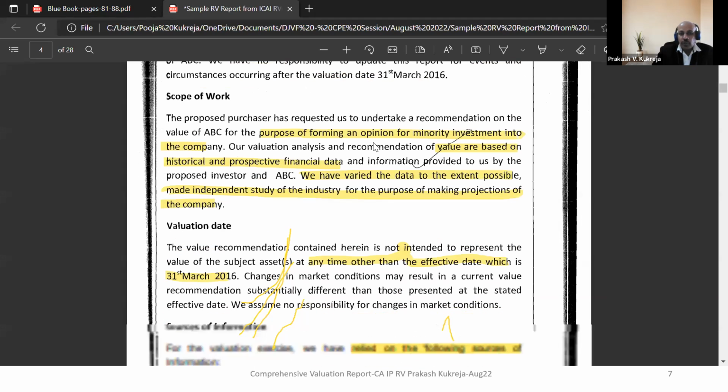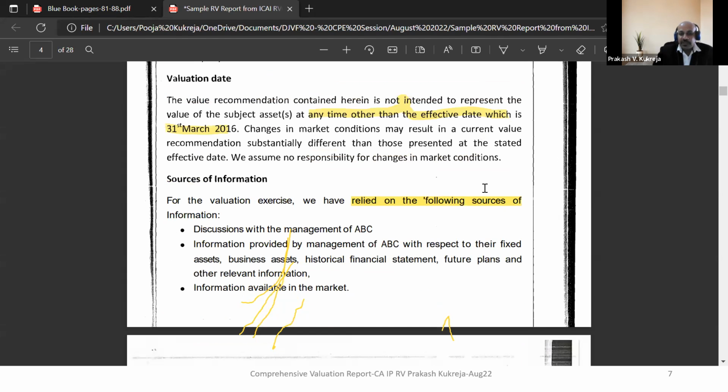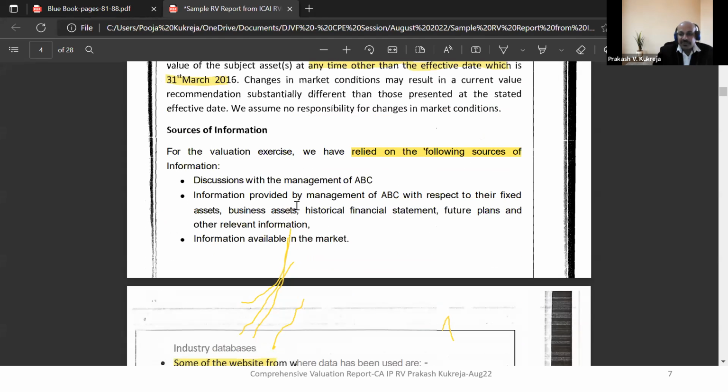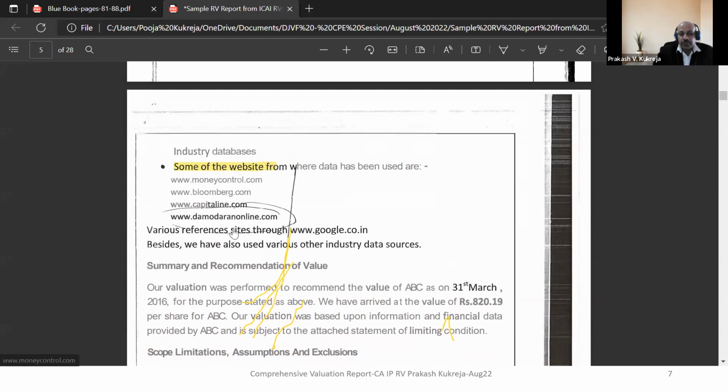Again, very specifically, opinion for minority investment into the company. Values are based on historical and prospective financial data. We have arrived at the data to the extent the person made an independent study of the industry for the purpose of making projections of the company, right? Valuation date. This is specifically 31st March 2016, and it can change beyond this date. Sources of information. This is all from the management. Then if they have used a website like Money Control, Bloomberg, Capitaline, Damodaran Online, they have mentioned these sources also.